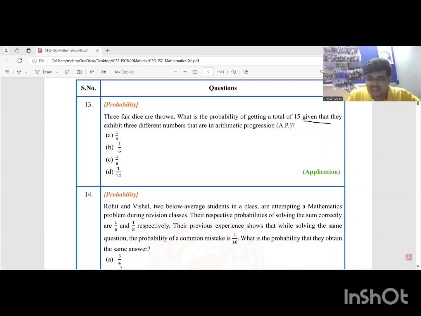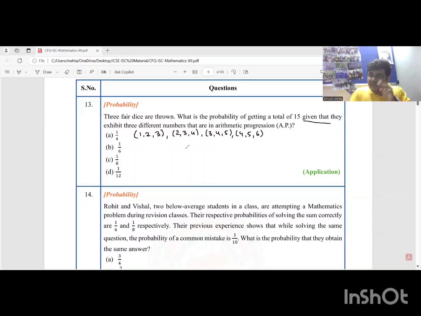Now let us first understand the condition that is given. It is given that they exhibit different numbers that are in arithmetic progression. When we say different numbers which are in arithmetic progression, let us understand what are the different possibilities that we can have. So students, do you understand? The first possibility is that we can have 1, 2, 3. 1, 2, 3 is a triplet where the numbers are in arithmetic progression. This is an arithmetic progression with common difference 1. Let us now list down all the possible arithmetic progressions with common difference 1. So 1, 2, 3, we can have 2, 3, 4. We can have 3, 4, 5. We can have 4, 5, 6.